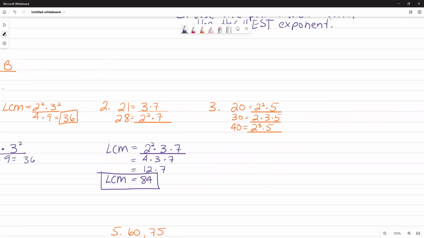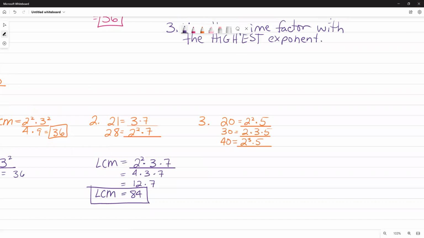All right, and then number 3, the least common multiple of these 3 numbers. Again, we do the same thing. In 20, I have a 2 and a 5. In 30, I have a 2, a 3, and a 5. And then in 40, I have a 2 and a 5. So I know that my prime factors are 2, 3, and 5. So then I go back and I compare all of my 2's. Which 2 has the highest exponent?